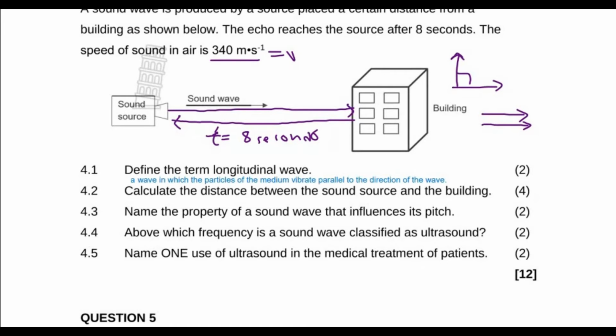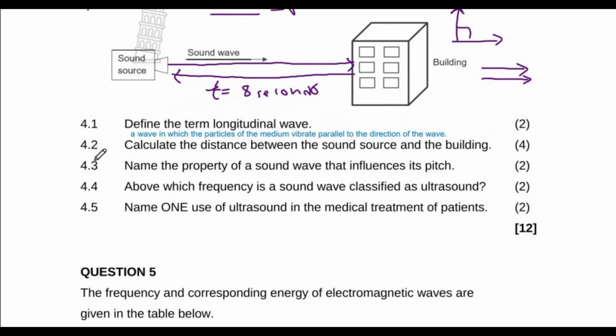So that sound will be traveling in that direction towards the building. Now, calculate the distance. 4.2, calculate the distance between the sound source and the building. So we need to determine this distance from the source. Let's say it's from here until the building. Let's call that distance. You can just say distance. But I want you to note that the time that we're given is the time from the source to the building, then back. Does that make sense?